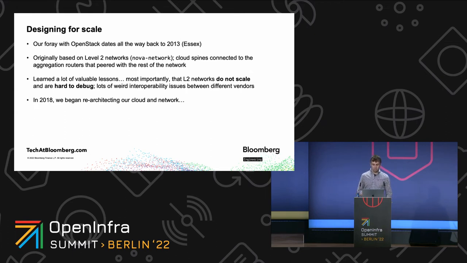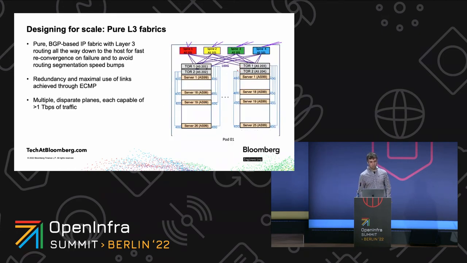And so in 2018, we began re-architecting for scale to solve a lot of these problems and get us out of the picture of operationally maintaining the clouds. And what we chose was a layer 3 BGP-based IP fabric. So in this design, the hypervisors do not bridge. They route. And what that means is all the layer 2 complexity just goes out the window.